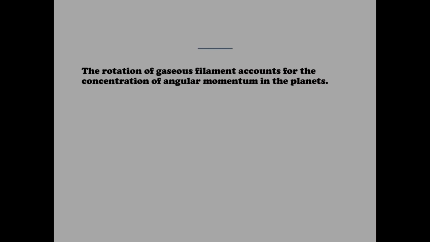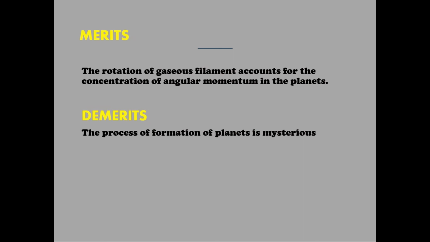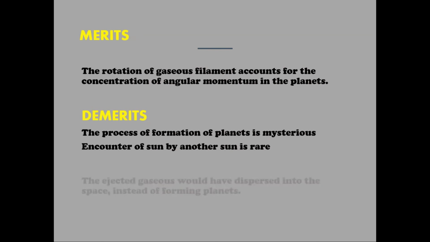As seen earlier, this hypothesis also has both merits and demerits. So what are the merits? The rotation of the gaseous filaments accounts for the concentration of angular momentum in the planets. It is a very simple hypothesis explaining the formation of Earth. Coming to demerits, it doesn't explain the process of formation of planets because it seems mysterious. Encountering of the Sun by another Sun is rare. Also, the ejected gases would have dispersed into space rather than becoming an individual planet.